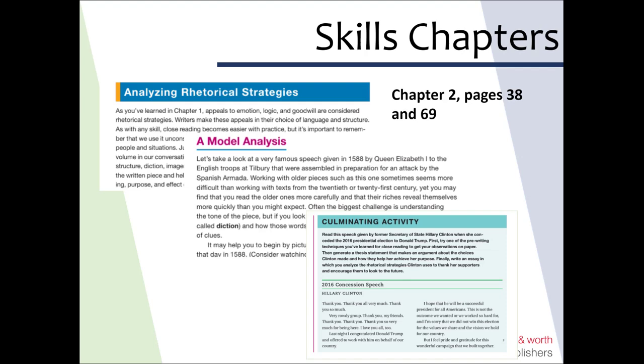Now turn a couple pages to 38, Chapter 2. This chapter guides students in analyzing diction and syntax with an emphasis on the rhetorical effects. This chapter also walks students through a close analysis essay, a skill they should have for the exam. The activity for this topic provides a close analysis essay for your students to annotate and analyze to help them get started. Turn to page 69, the culminating activity. This is Hillary Clinton's 2016 concession speech. Using this activity, students are using analysis and rhetorical strategies.